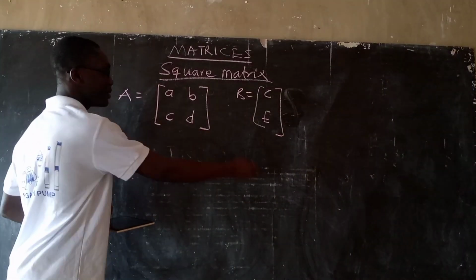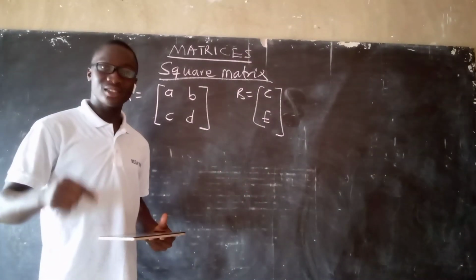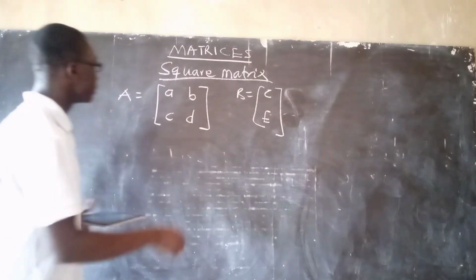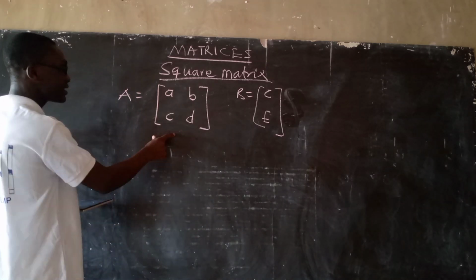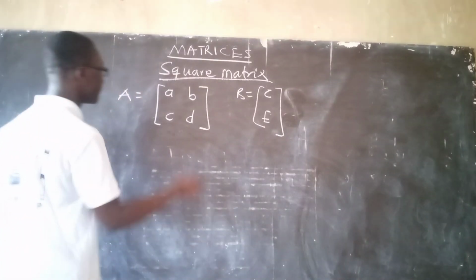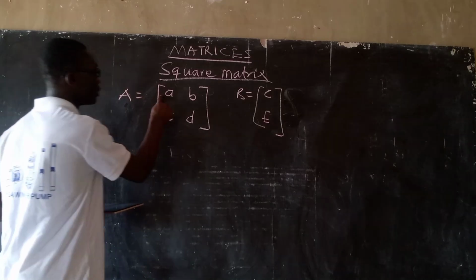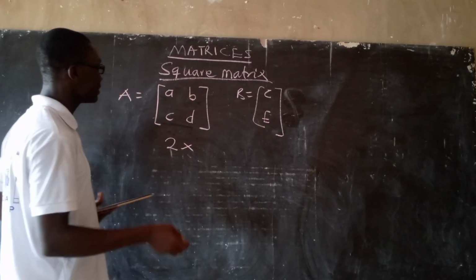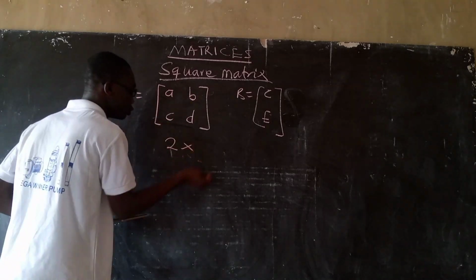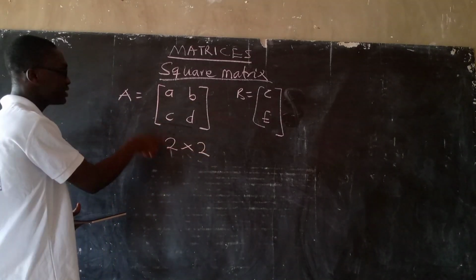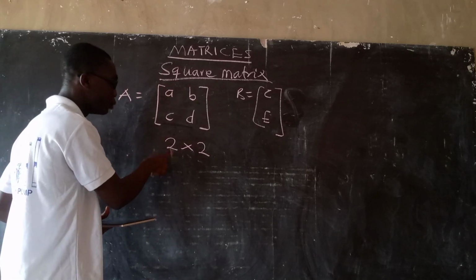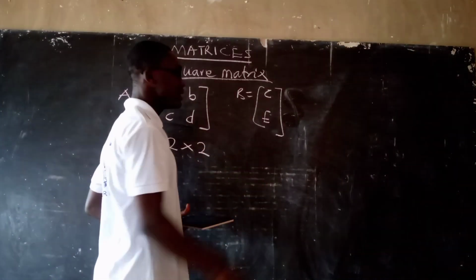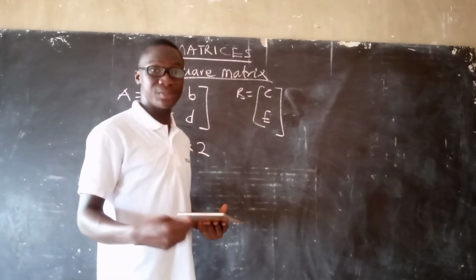So let's take these matrices. Now we are saying that a matrix is said to be square if they have the same number of rows and columns. So for this matrix A, let's check if matrix A is a square matrix. How many rows does A have? 1, 2. So it has 2 rows. Now, how many columns does A have? 1, 2. So 2 columns and 2 rows. So since matrix A has the same number of rows and columns, matrix A is said to be a square matrix. Now for matrix B, let's check the number of rows that matrix B has.